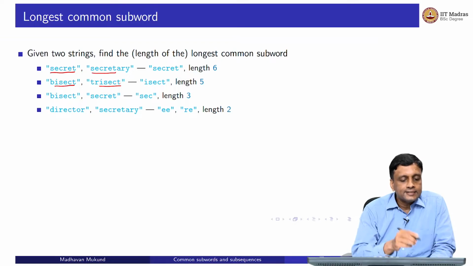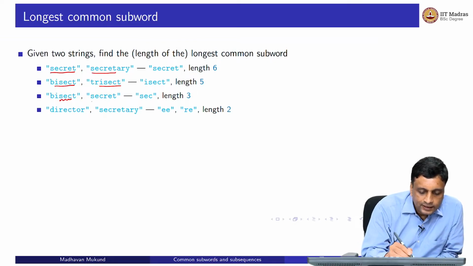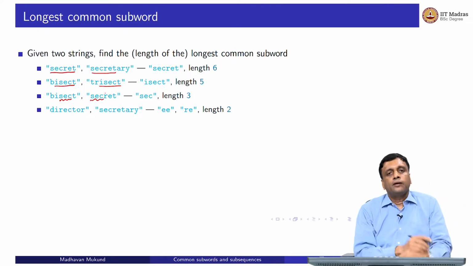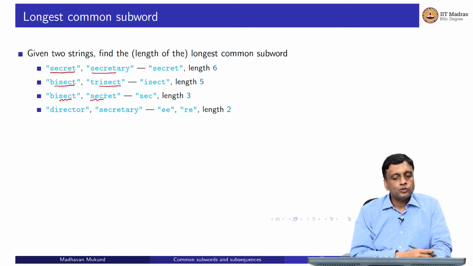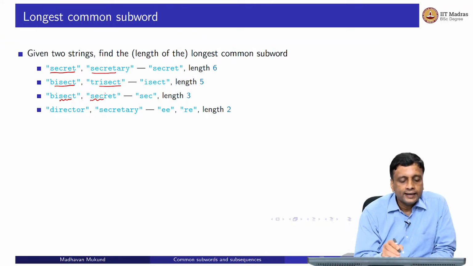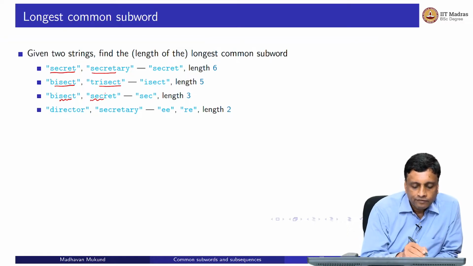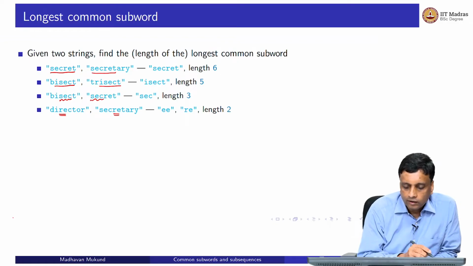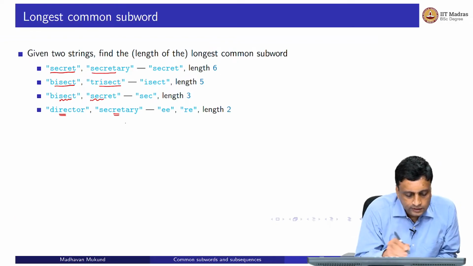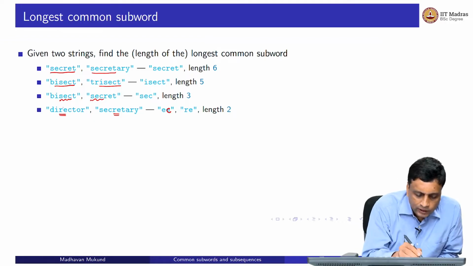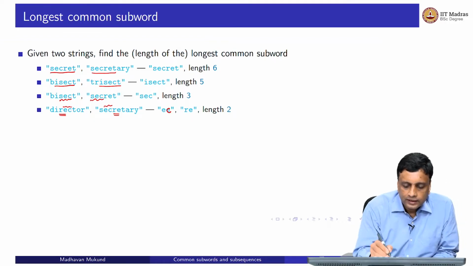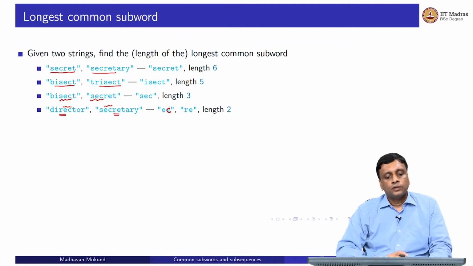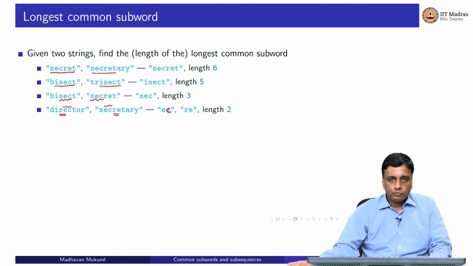If I look at bisect and secret, on the other hand, I have SEC and I have SEC, and this is the longest common segment that is there in both. So the length is 3. And if I look at director and secretary, for instance, then I find very short things. So I find RE, for instance, or, I don't know why I said E, it's not E but EC. So I have EC and EC. So EC and RE are both of length 2. So this is the question now. The question is, if I give you two strings, can you tell me what is the longest common subword?